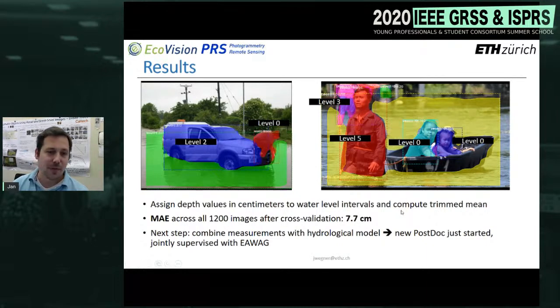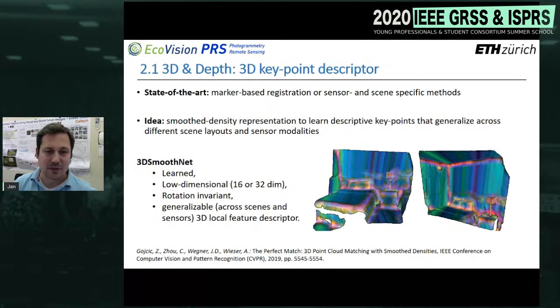So if you want to first estimate only a certain water depth in a region, let's say, can the Red Cross drive the trucks and so on, this is pretty good. All right, so next slide is then on 3D and depth.